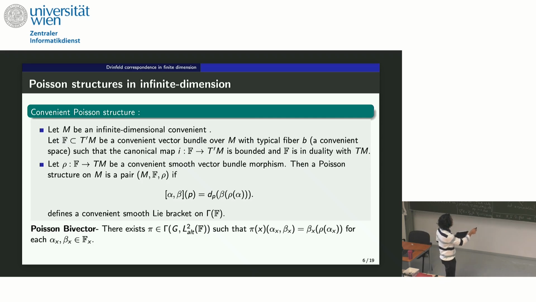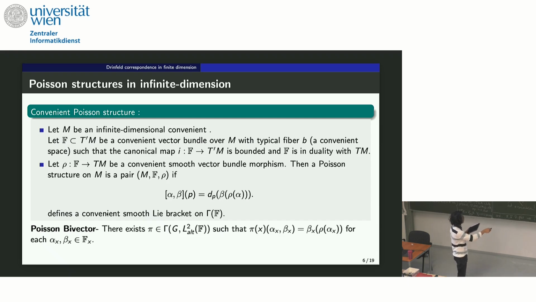F is just a subspace, and what we need is that the canonical injection from F to T prime M should be conveniently smooth, so at every fiber this should be a bounded map. And then what else do we need? We need that F is in duality with TM, which means that at every point x, F_x separates points of the tangent space T_xM. And then we need the anchor map rho from F to TM.